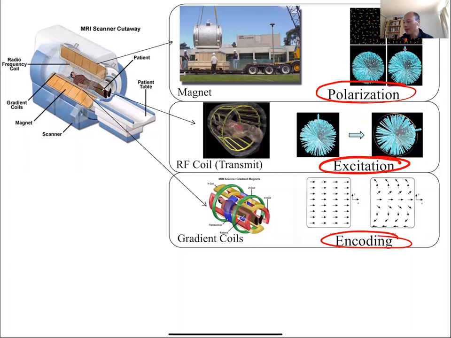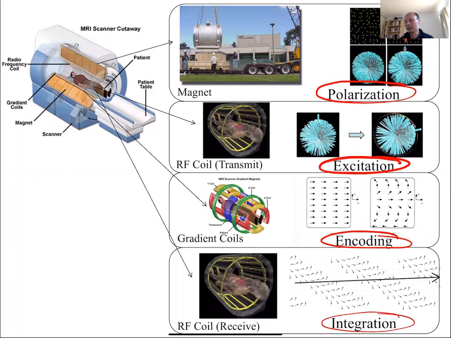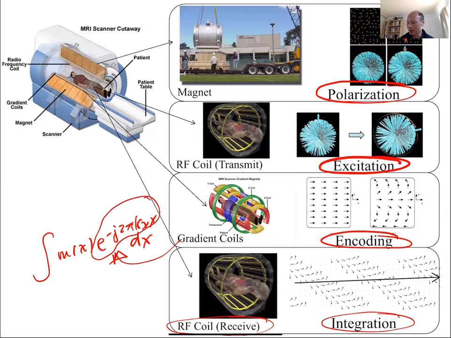And the final step is integration or reception, which is basically this receiver coil now listens to all the magnetization within a volume, okay? And that integration, remember from the Fourier transform, you always have this integral of, say, mx, e to the minus j 2 pi kx x dx, let's say. So the gradients sort of do this, okay? And this RF coil, when it's receiving, does this integration, and we'll see that later.